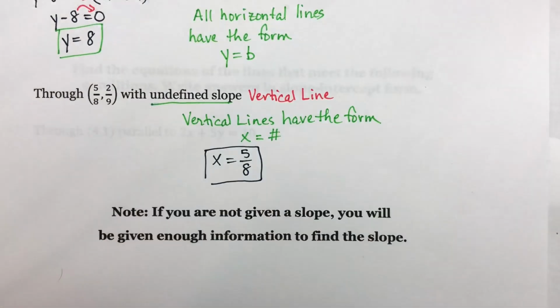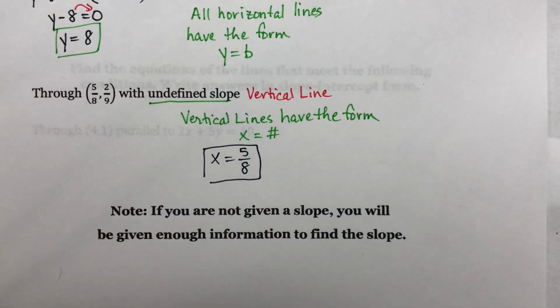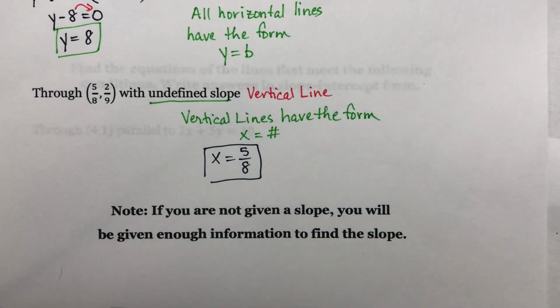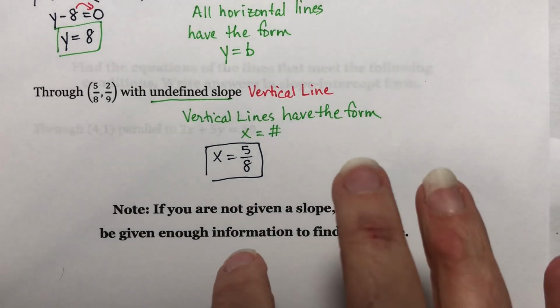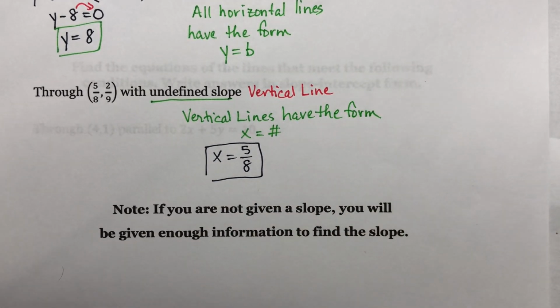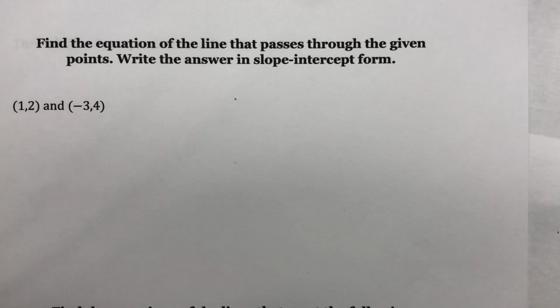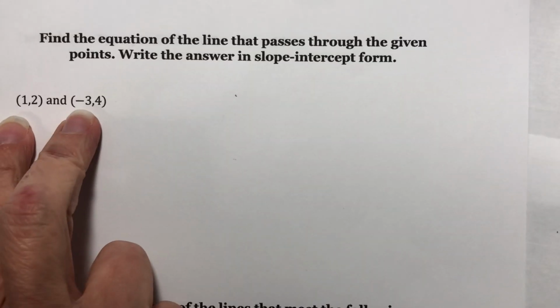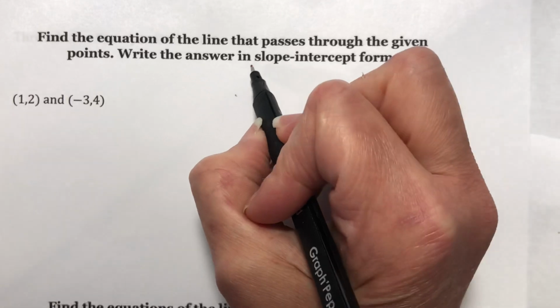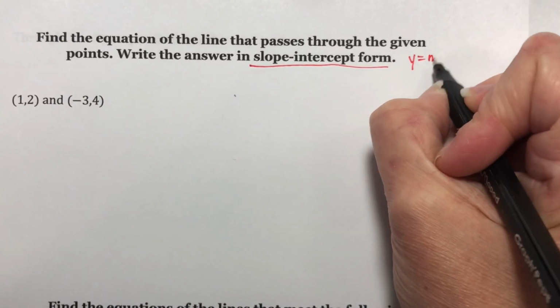Now, we need a slope to write these equations, but sometimes we're not going to be given the slope. If you aren't given the slope, you're going to be given enough information to find the slope. The ways we know how to find the slope is we can rearrange things so that they're in y equals mx plus b form. If we're given a couple of points, then we can use the slope formula. If we are told that they are parallel or perpendicular, we know things about their slopes as well. Okay? So let's find the equation of the line that passes through these 2 points. And we want to write our answer in slope-intercept form. So that's y equals mx plus b form.